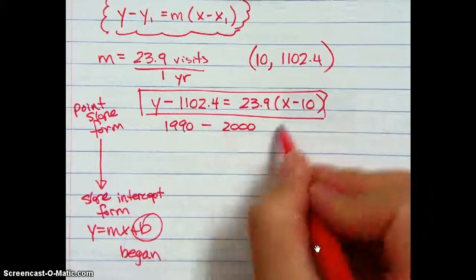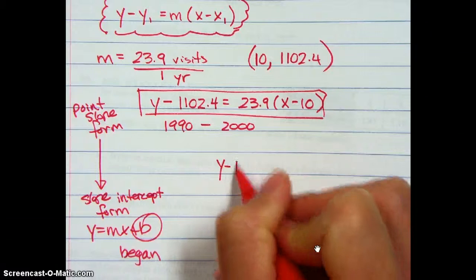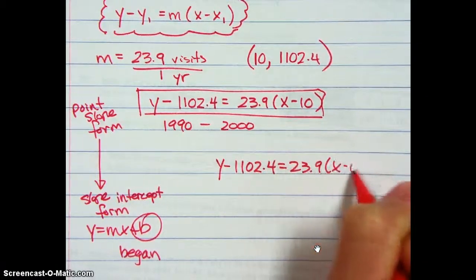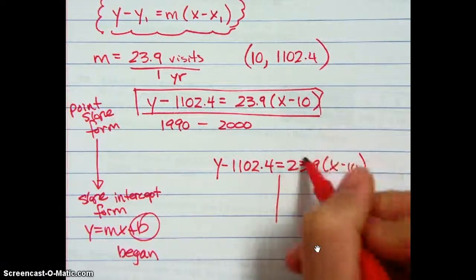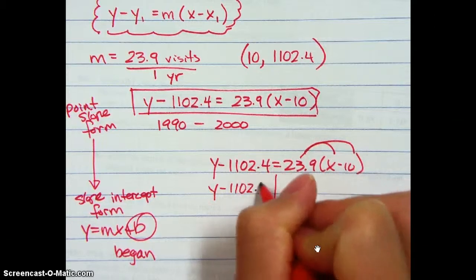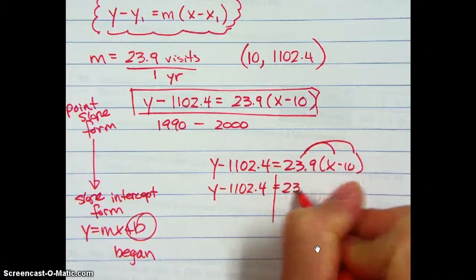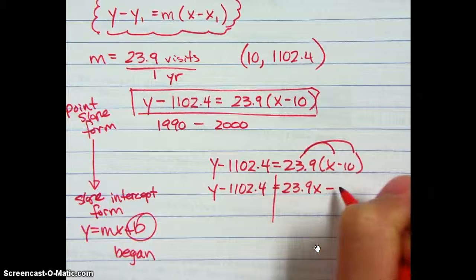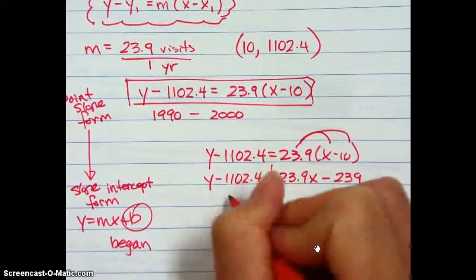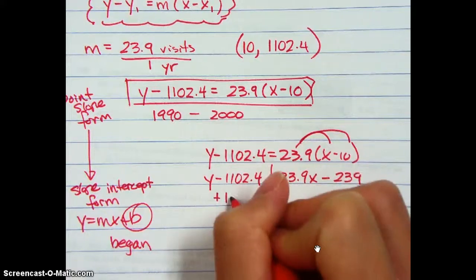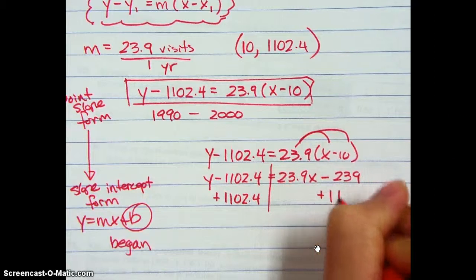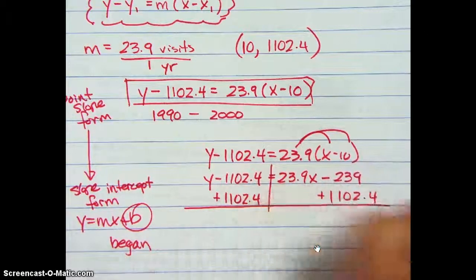So we take a look at this, and I'll take this example here. I'll just rewrite it over here so we can watch the work. The only thing I can do at this point is to distribute. So I'm going to go ahead and distribute. The left-hand side will remain the same. On this side, I'm going to get 23.9x minus, you times it by 10, I move the decimal, so 239. And then the last thing I can do, on the left side here, is add 1102.4. I'm going to add that to both sides of the equation.